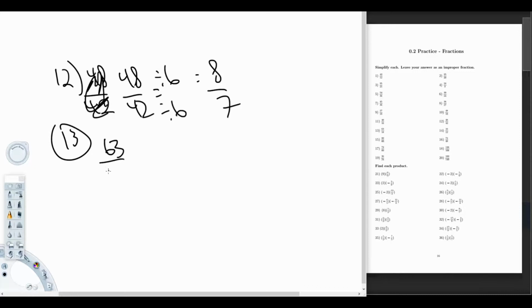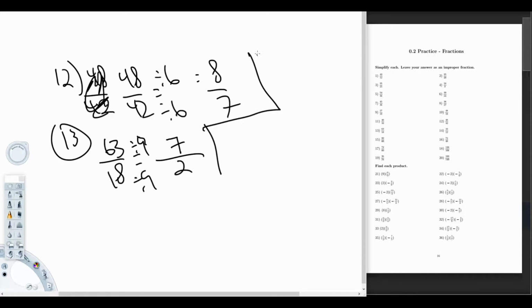63 over 18 equals, divide by 9, divide by 9. That's a 7. 63 divided by 9 equals 7. 18 divided by 9 equals 2. That looks pretty good. Number 14. 16 over 12. Divide by 4, divide by 4. 4 over 3.